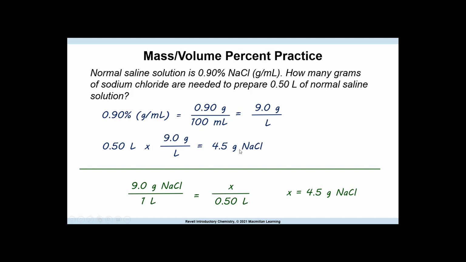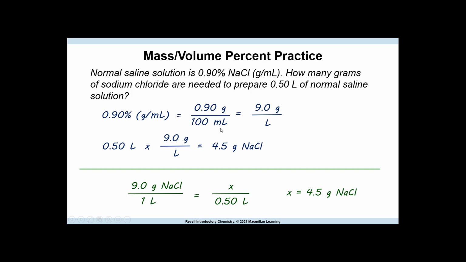Okay, let me start again. 0.5 liters, which is in the problem. I don't know if I actually finished reading the problem. How many grams of sodium chloride are needed to prepare 0.5 liters of normal saline solution? So that's where the 0.5 liters comes in now.